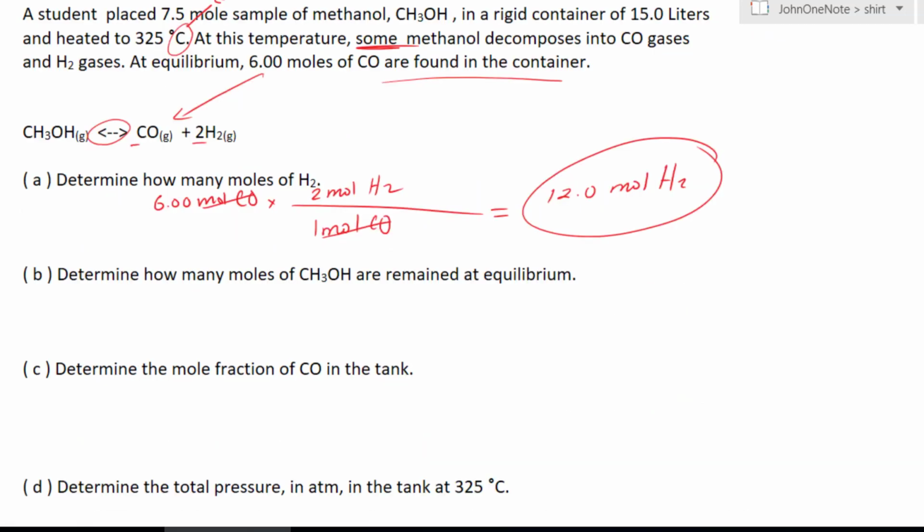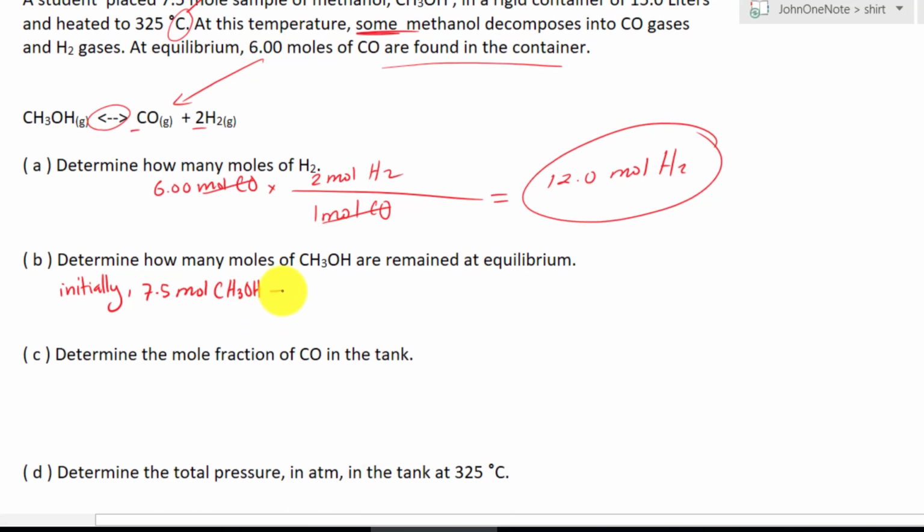Isn't that easy? Next, let's determine how many moles of methanol are remaining at equilibrium. Now this is a little bit tricky because we initially have a specific amount of methanol, and we need to determine the difference between the initial amount and how much is being used to find how much is remaining. So initially, we have 7.5 moles of methanol, CH3OH. And to find how much is remaining, we are going to subtract how much is being used, or reacted, in this chemical reaction. In this case, the word is decomposed, and that will give us our remaining CH3OH, okay? So the tricky part is how we determine that.